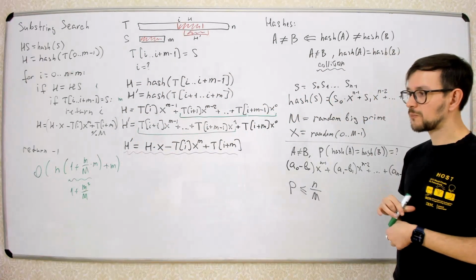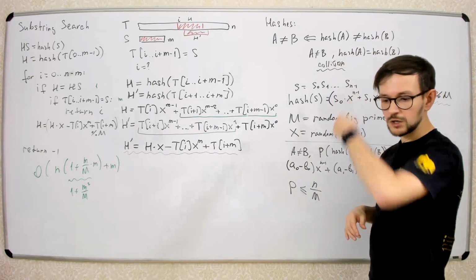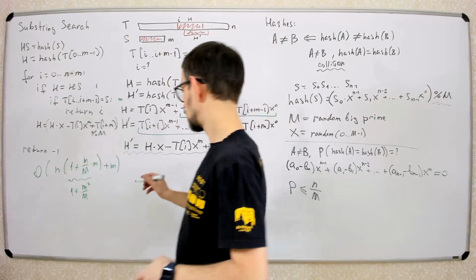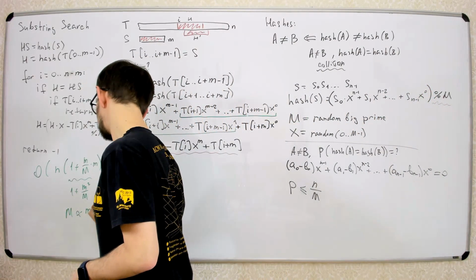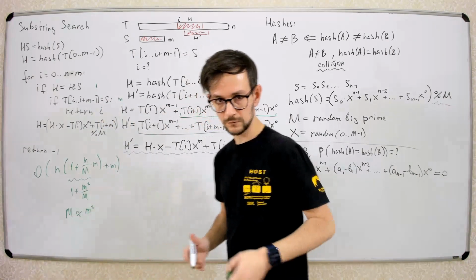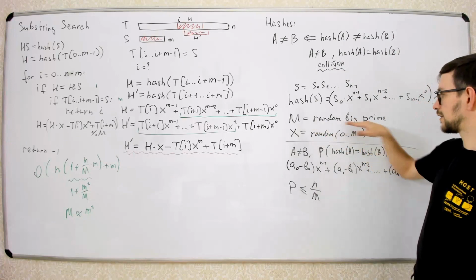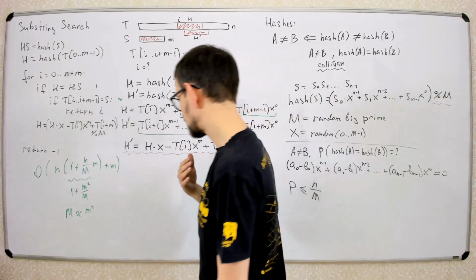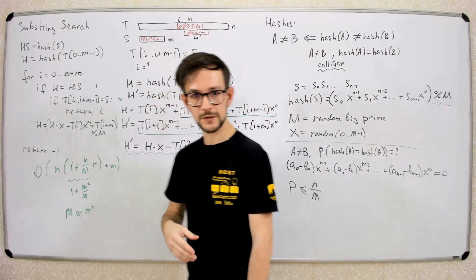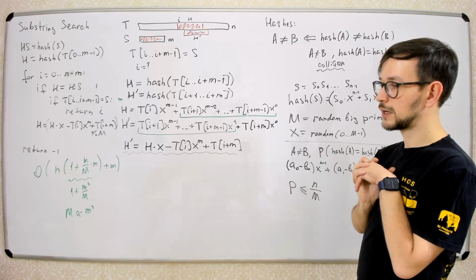So if you want the time complexity to be small, you need to take the modulus about m squared at least. So when you pick the random big prime number, you need this number to be at least m squared, something like this, if you want this algorithm to work smoothly. Nice, that's all.